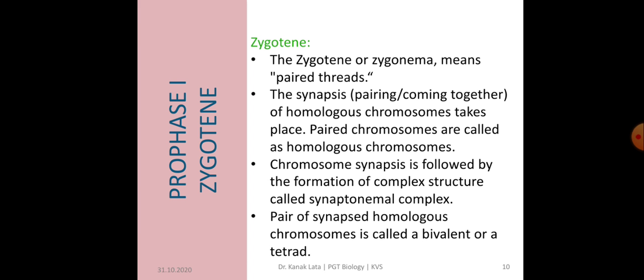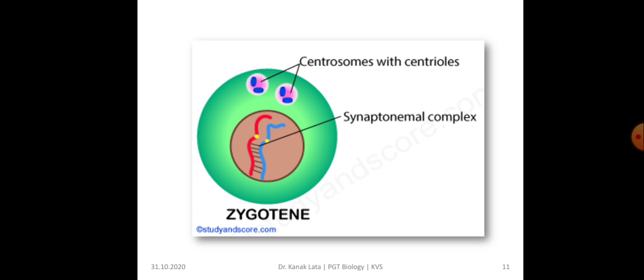Pairing of homologous chromosomes is in such a way that the corresponding ends and all the corresponding genes lie exactly opposite to each other. Synapsis is followed by formation of a complex structure called the synaptonemal complex. A pair of homologous chromosomes lying together is called a bivalent or a tetrad. In the given figure, you may observe the zygotene stage of prophase 1, with the pairing of homologous chromosomes and the synaptonemal complex in between them.